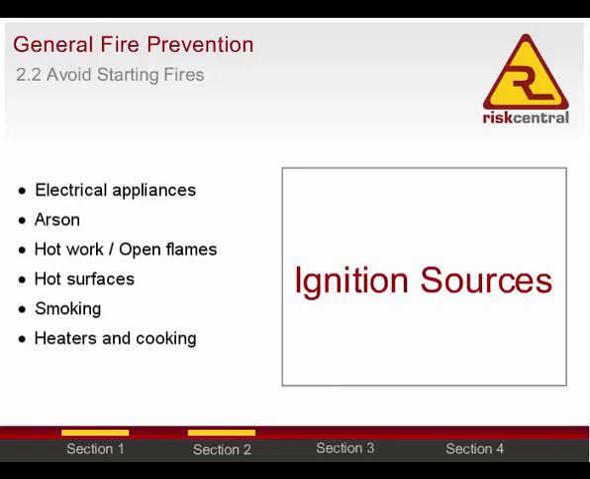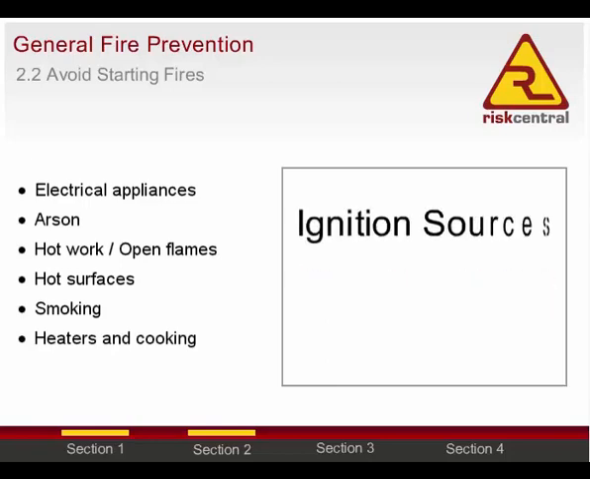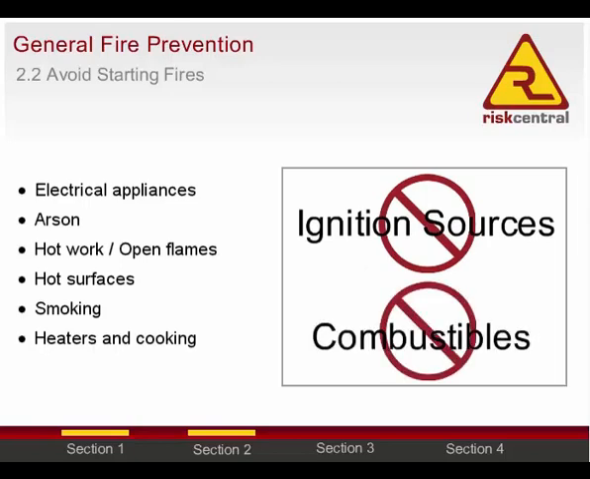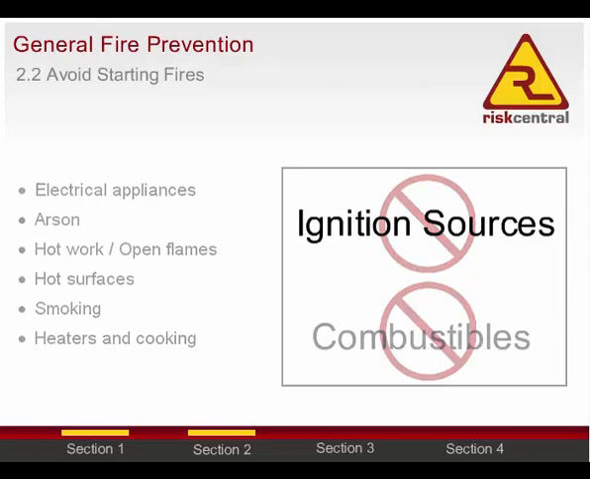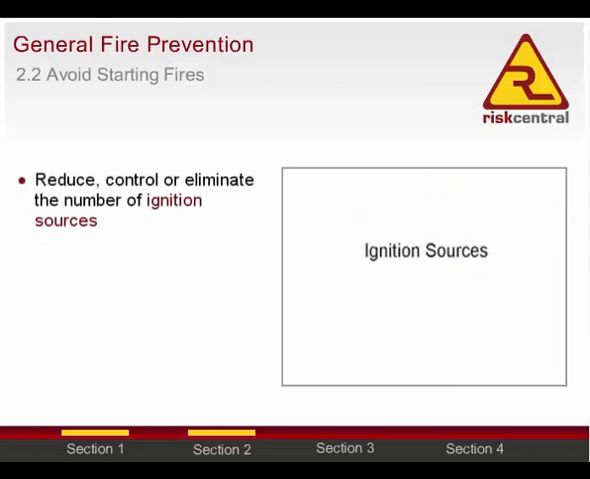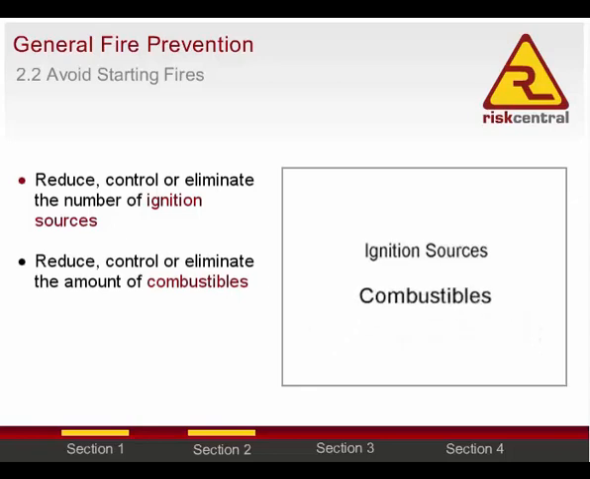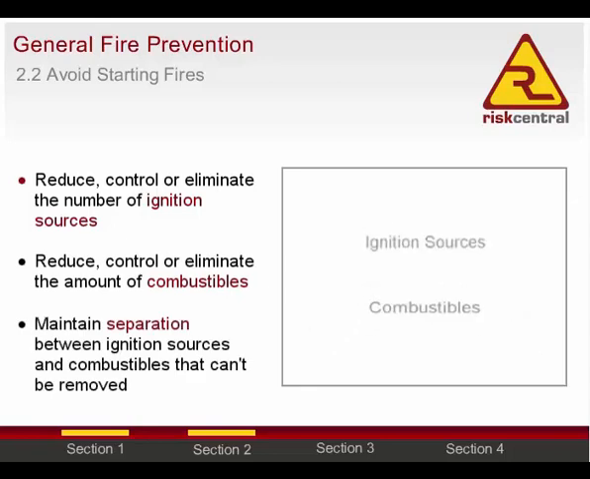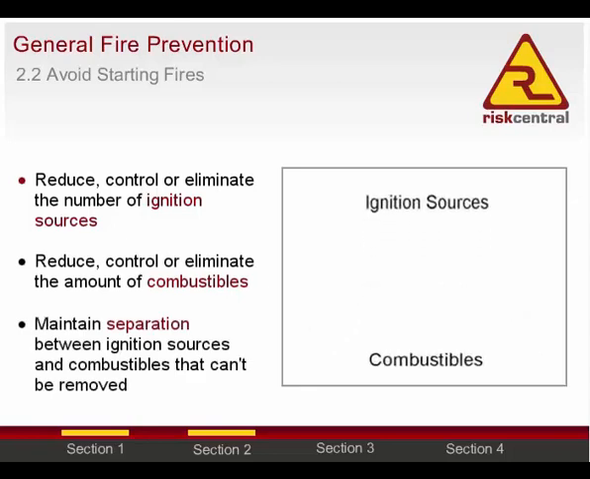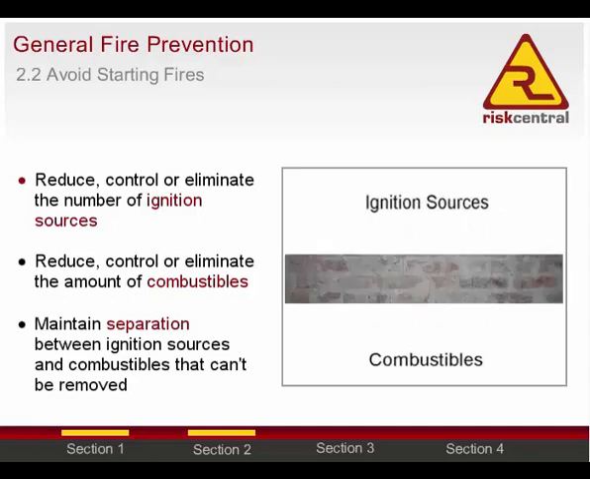The best 2 things we could do to avoid fires would be to get rid of the ignition sources or get rid of the combustibles. But normally, it is not practical to completely get rid of ignition sources or combustibles from the workplace. So we need to do the next best thing, which is reduce, control or eliminate the number of ignition sources, reduce, control or eliminate the amount of combustibles, and maintain separation between the ignition sources and combustibles that we cannot remove.